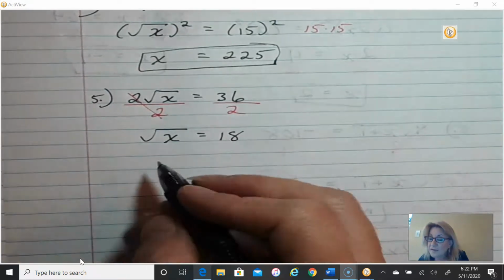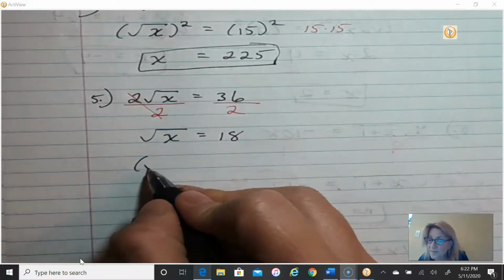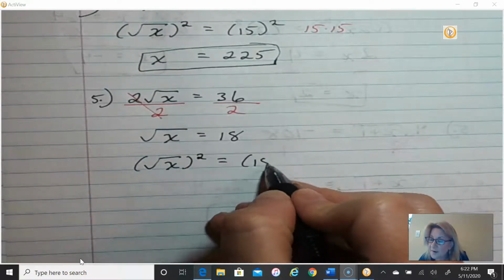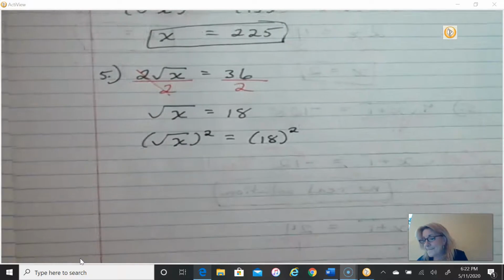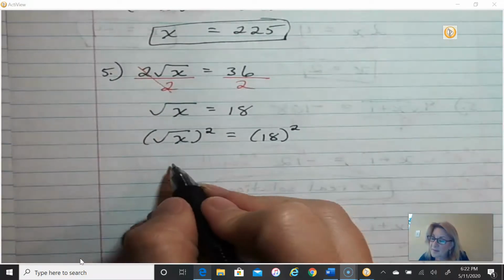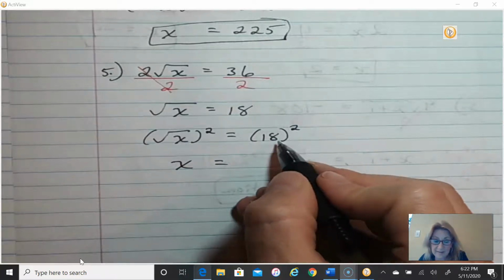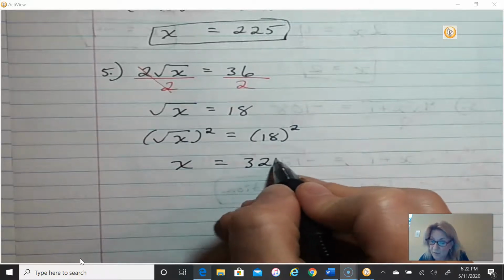So we're going to keep on moving. The next step is to square both sides. So I'm going to square both sides. This will leave me with x, and 18 squared means 18 times 18, which gives me 324.